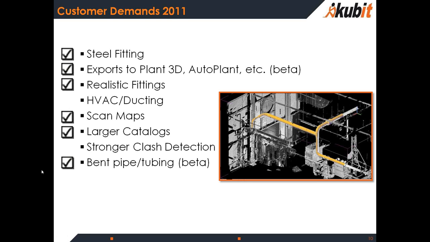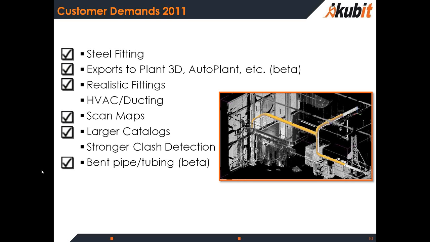Now, out of these items, this is what we've currently been able to add to the product. You can see we've taken care of most of them. We'll be showing the steel fitting as we go on. The exports to, we actually have a direct export to Plant 3D. It's still in its beta stage, but we do have it available for customers to try out. We're still dealing with AutoPlan and other design packages. It's really just a matter of us and them sharing APIs. So we're always open for that.